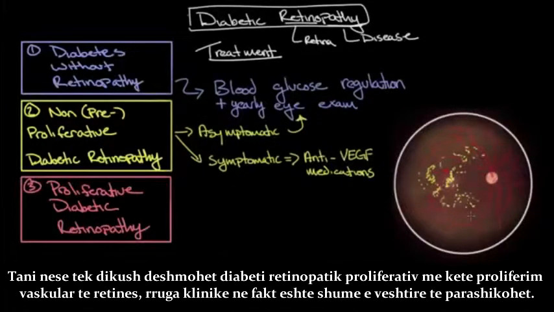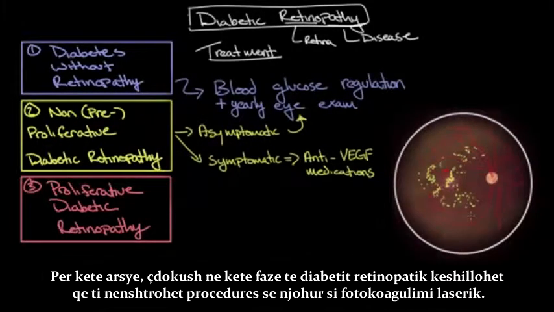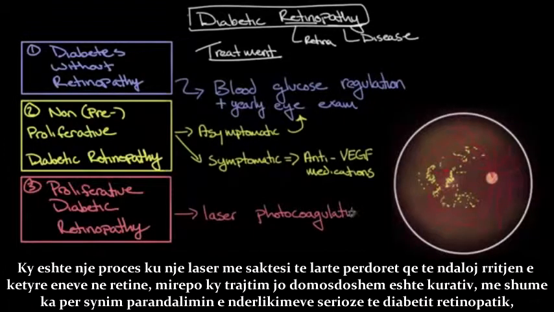Now, unfortunately, once someone has evidence of proliferative diabetic retinopathy with this vascular proliferation of the retina, the clinical course is actually pretty difficult to predict. So for this reason, anyone in this stage of diabetic retinopathy is recommended to undergo a procedure known as laser photocoagulation. And this is a process by which very precisely focused lasers are used to stop the growth of these vessels on the retina. And unfortunately, this treatment is not necessarily curative.